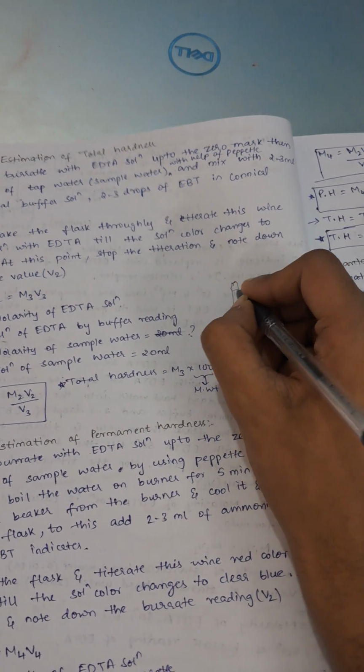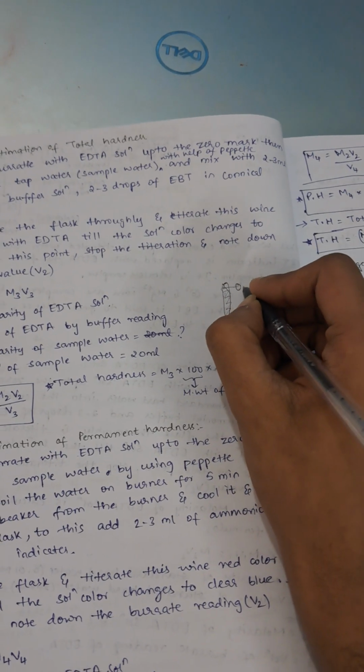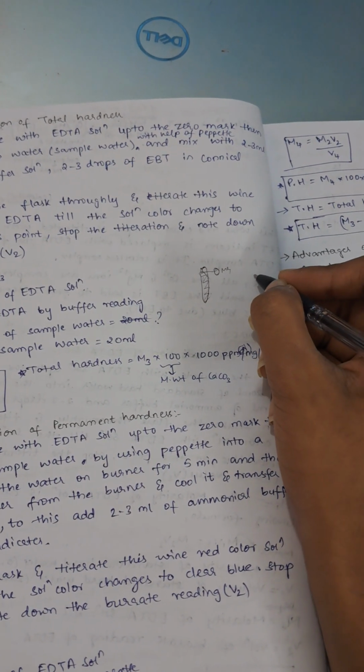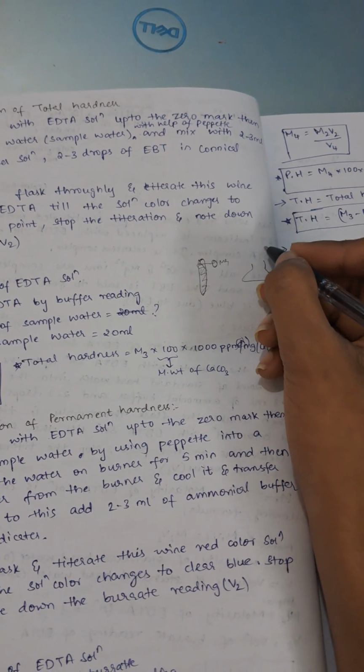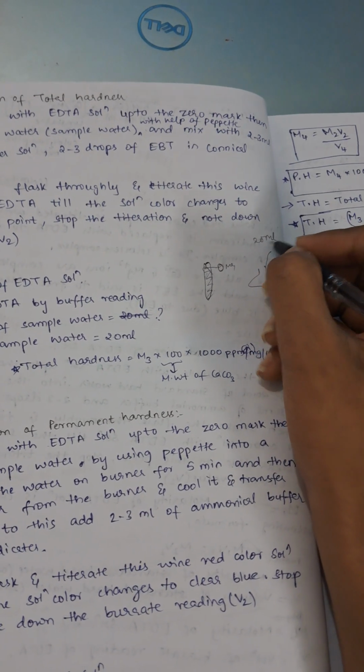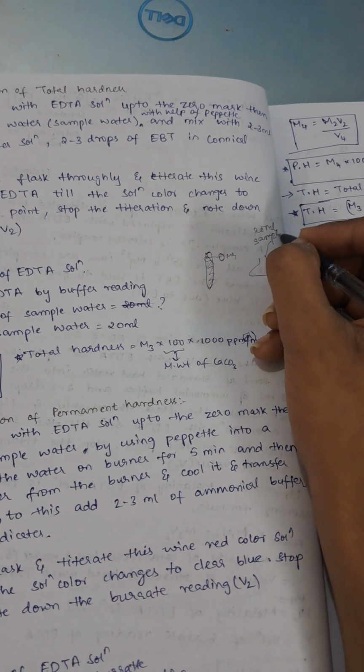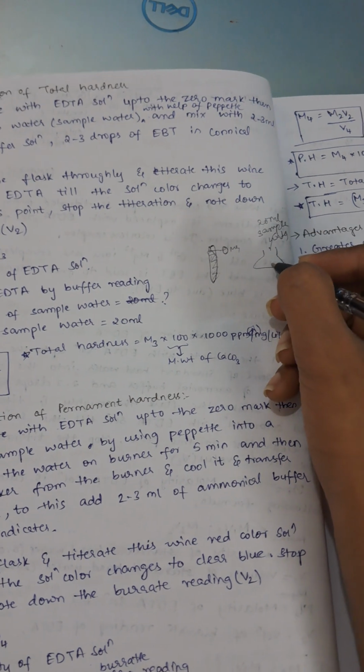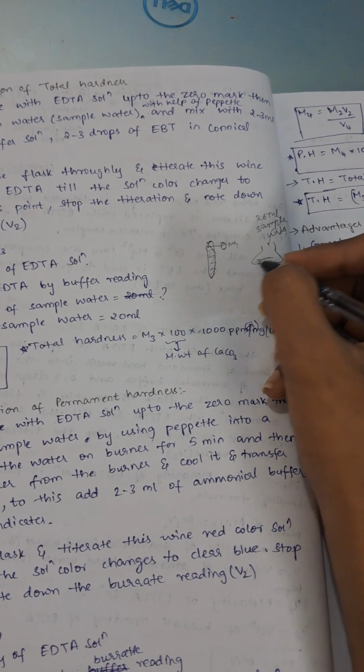Take a burette, fill it with EDTA until the 0 mark, and then take a conical flask. We put out 20 ml of sample water. Sample water means your tap water. We put out 20 ml of sample water.